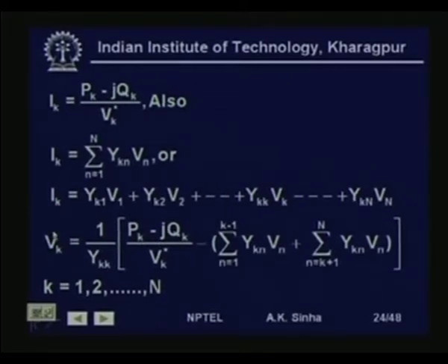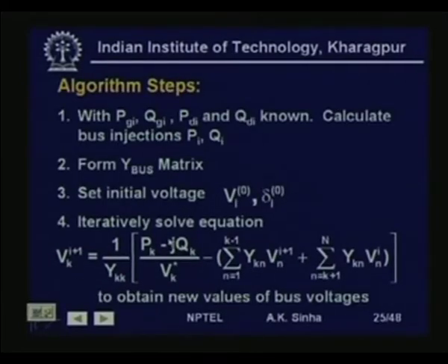So, V k is also a complex quantity. If we have this expression, we can put it into an iterative solution procedure. The algorithm steps are: with PGi, QGi, PDi, QDi known, calculate the bus injections Pi, Qi, form the Y bus matrix, and set the initial voltages Vi 0 and delta i 0.